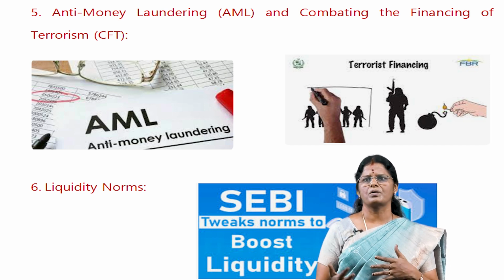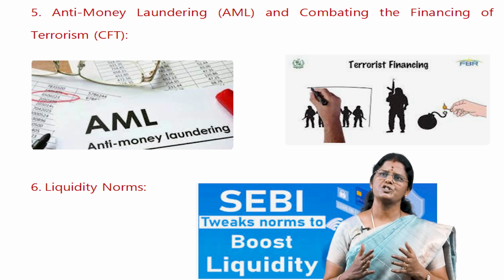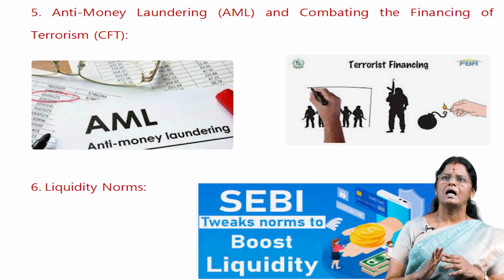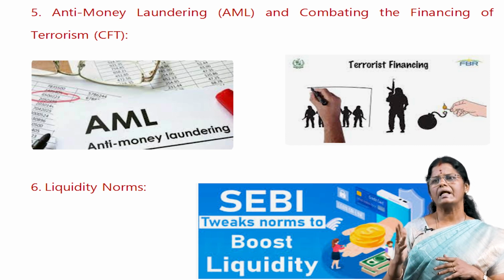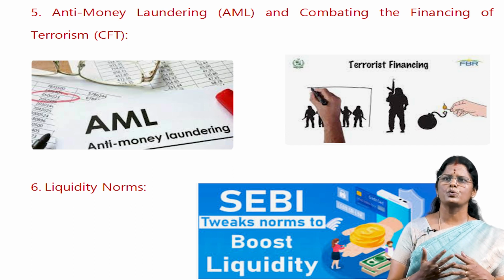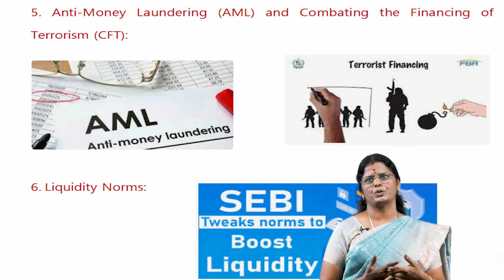Next one, liquidity norms. The RBI sets liquidity norms to ensure banks maintain sufficient liquidity to meet their obligations and withstand liquidity stress. These norms include the maintenance of the statutory liquidity ratio and liquidity coverage ratio.